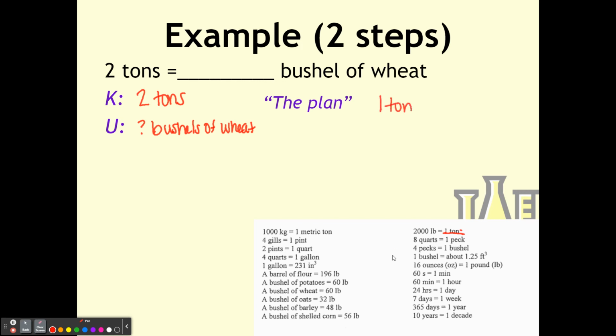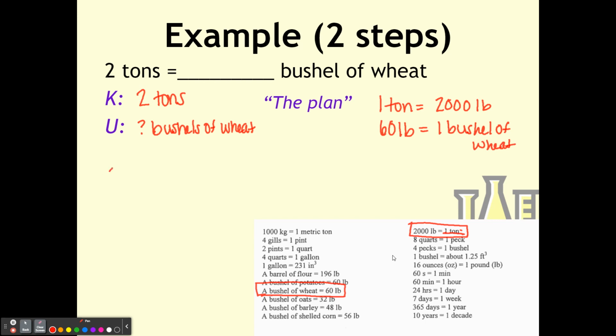1 ton equals 2,000 pounds. Now I'm still not at bushels, so I need to find pounds to hopefully bushels of wheat, which is right here. So now I'm going to write 60 pounds equals 1 bushel of wheat. I'm going to go ahead and map it out.